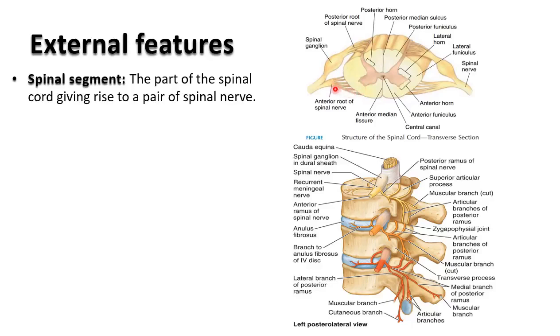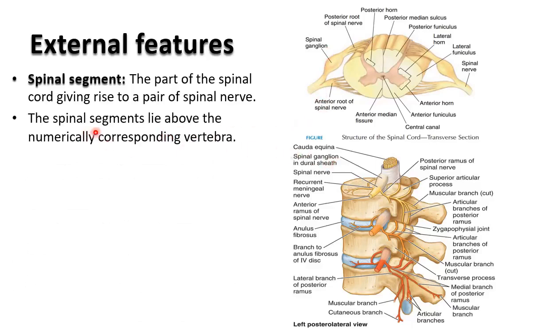Mainly they carry the motor information which is going to supply your muscles, glands or blood vessels. So efferent nerve roots are motor. A typical spinal nerve is a combination of both afferent and efferent, which means it is mixed, containing both sensory and motor fibers. Now coming to the segments, they lie above the numerically corresponding vertebra, which holds good for the cervical part. The first cervical nerve, the C1 nerve or C1 segment, is present above the C1 vertebra. That means the first nerve is between the base of the skull and the first cervical vertebra.